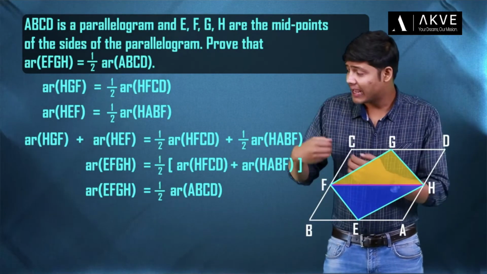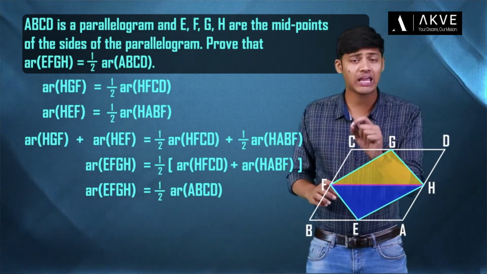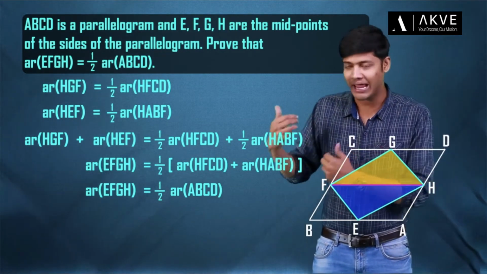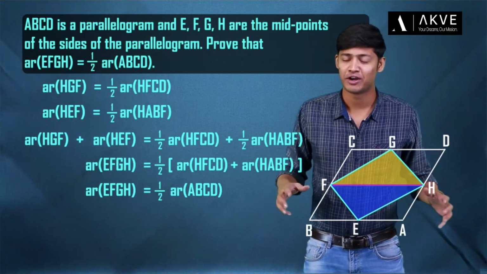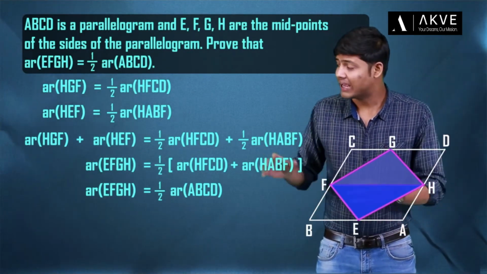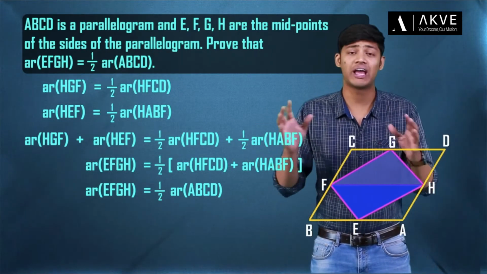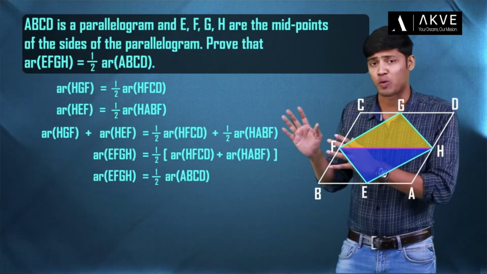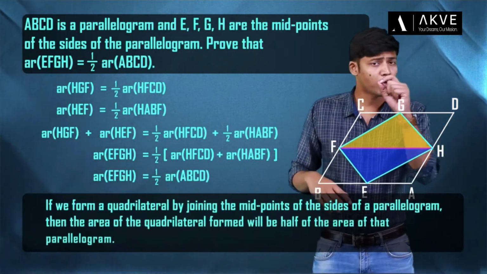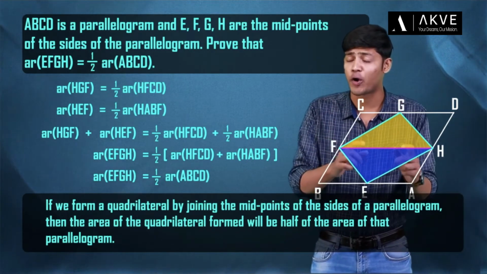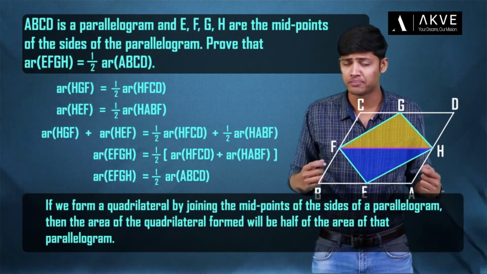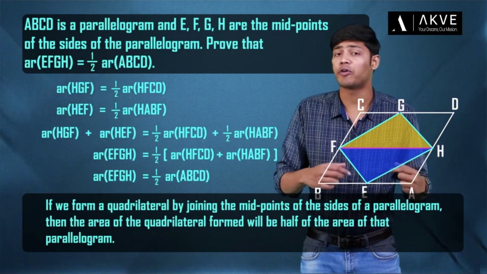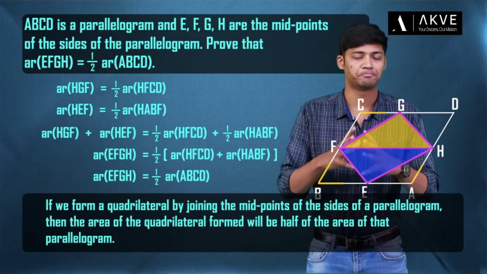Thus we get that the area of the shape EFGH is half of the area of the parallelogram ABCD. That's it. We proved that the area of the shape EFGH is half of the area of the parallelogram ABCD. From this problem, what we can understand is, if we form a quadrilateral by joining the midpoints of the sides of a parallelogram, then the area of the quadrilateral formed will be half of the area of that parallelogram.